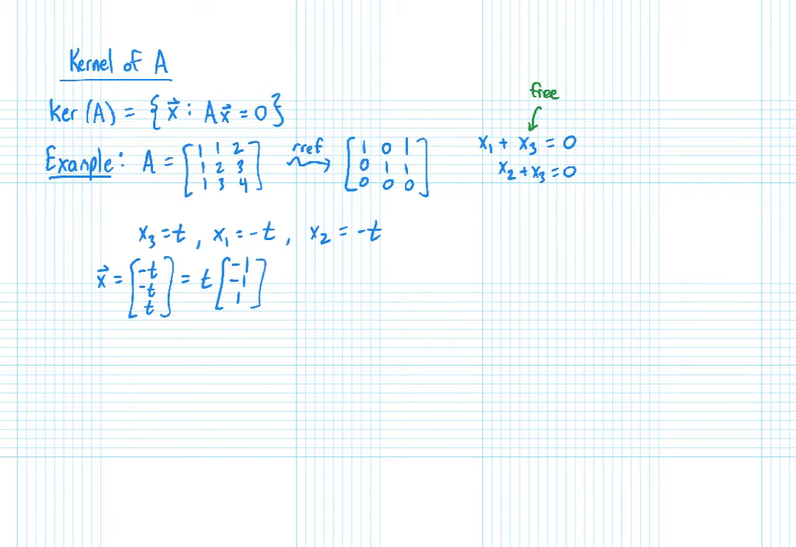And this description of the space of solutions is a span. Because it's literally the set of scalar multiples of (-1, -1, 1), that's exactly the span of (-1, -1, 1). So the point is that we can describe the kernel of A as a span of vectors. In this case, where there was just one free variable, it was a span of a single vector. But if there were two free variables, then it would be a span of two vectors, and so on.